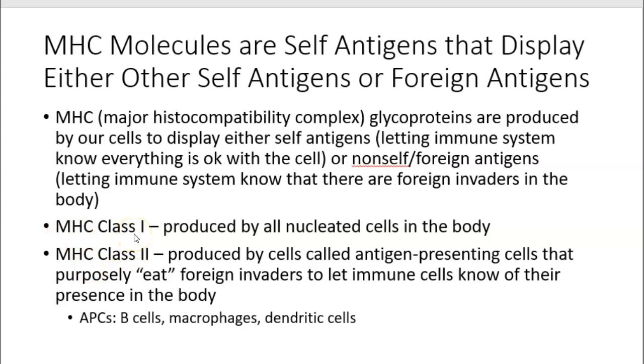There's MHC class 1, which is produced by all nucleated cells in the body. Then MHC class 2 proteins are produced by cells called antigen-presenting cells. Antigen-presenting cells purposely eat foreign invaders by phagocytosis to let immune cells know of their presence in the body. The APCs we have in the body, believe it or not, include B cells, but macrophages also do this, and dendritic cells, which are macrophages found in a lot of mucous membranes and areas close to the surface of the body.